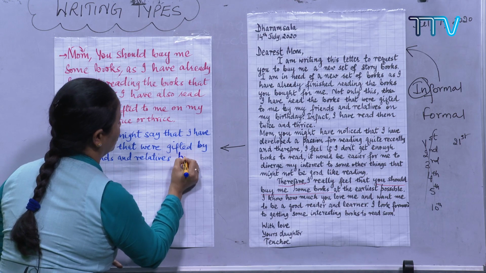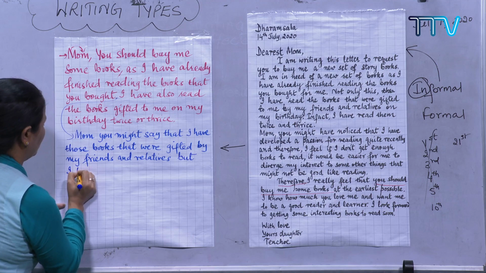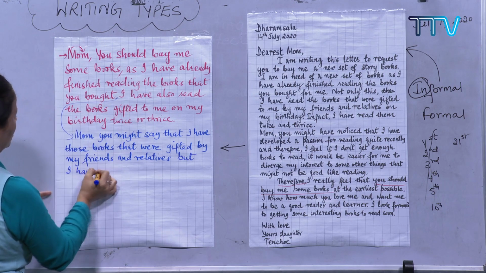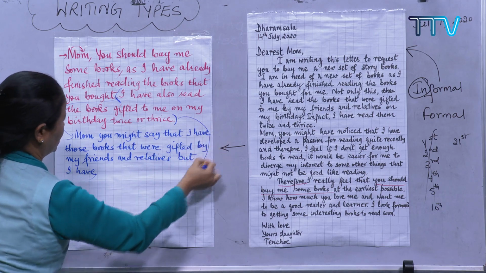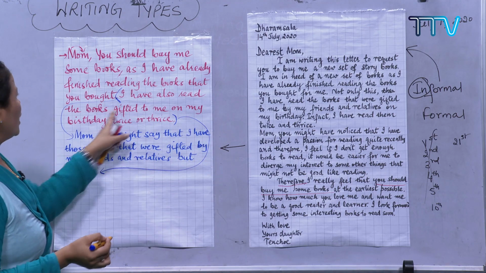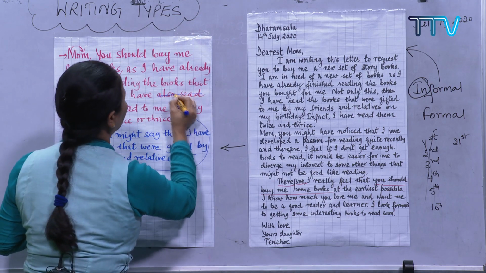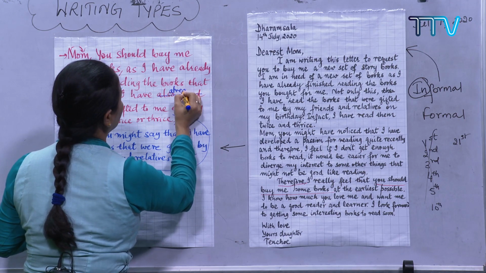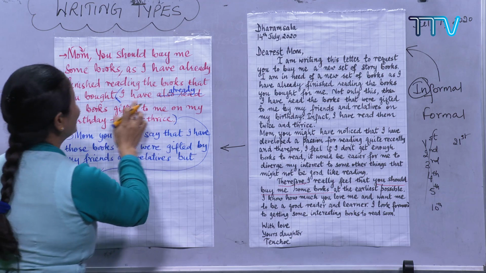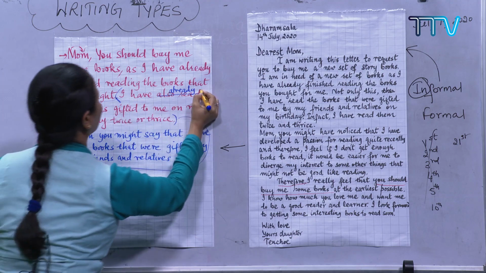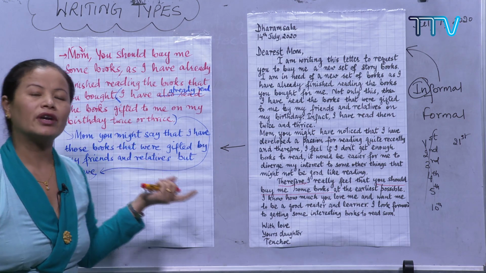Okay, but now here instead of however you can use but, okay, but I have, okay, so this one. This part I think I'll move it here, okay. But I have already, now rather than also read, I'll write it. I'm following the writing process at the same time, right? Editing and all. So I've already read the books gifted to me on my birthday twice and thrice.